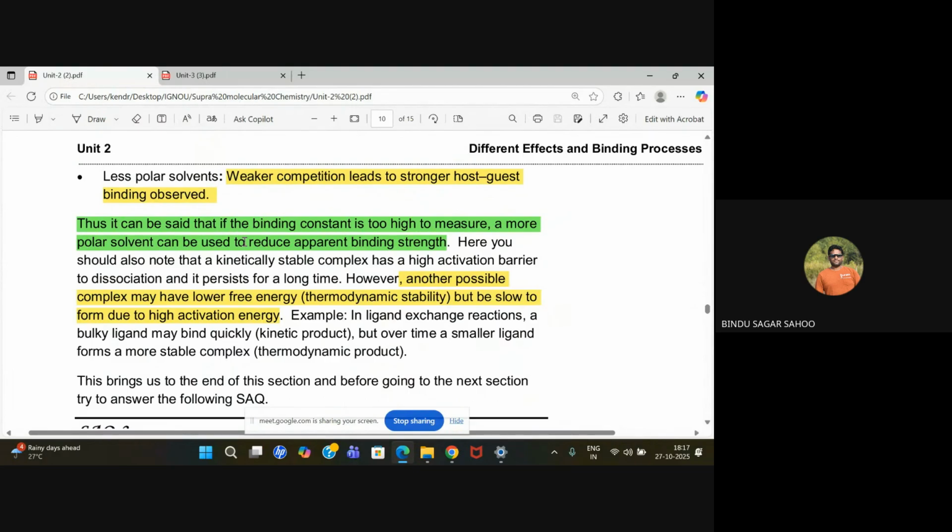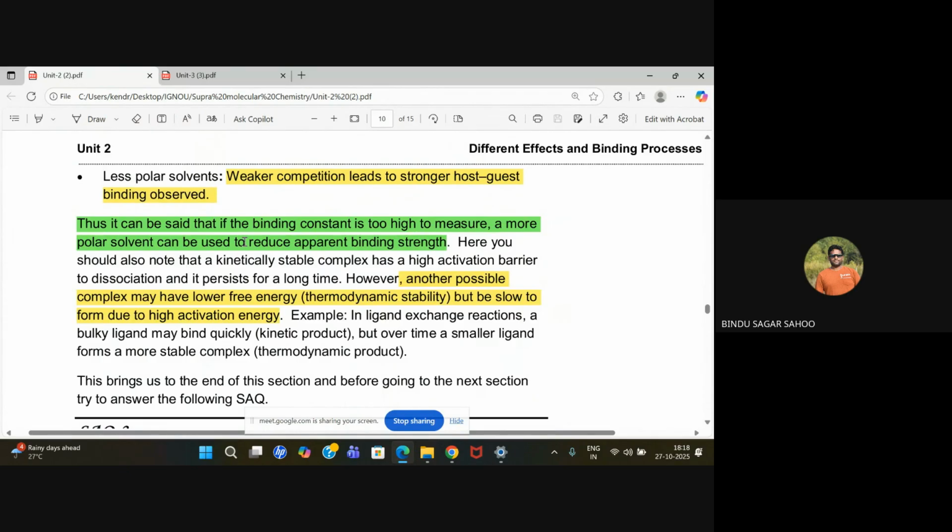As an example, if you take a bulky ligand, it can bind quickly with the metal complex. If you take a smaller ligand, it can also bind with the metal complex, but it may take more time. But finally it will form a stable complex, which is more stable than the kinetic product. Okay. So when I say a kinetic product, that means this product forms in a faster way, within a few seconds or within a small lifetime.